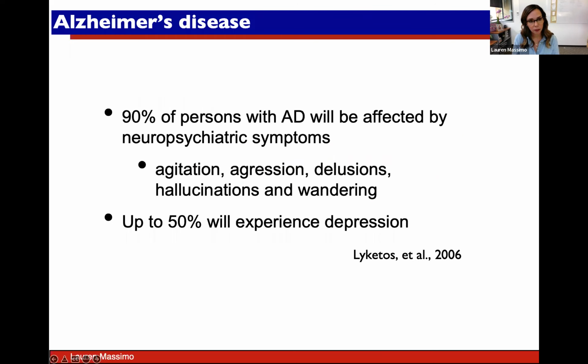I want to also point out, and this is an older study, but it's an important seminal study, that individuals with Alzheimer's disease and other forms of dementia, in addition to having cognitive difficulties, will also have behavioral or neuropsychiatric symptoms. We can see agitation, aggression, delusions, hallucinations, and wandering. And quite a few patients will also experience depression. These neuropsychiatric symptoms are really the main reasons why patients are admitted to long-term care facilities, because these behavioral symptoms can be very difficult to treat. I'm going to talk a little bit about that later on.